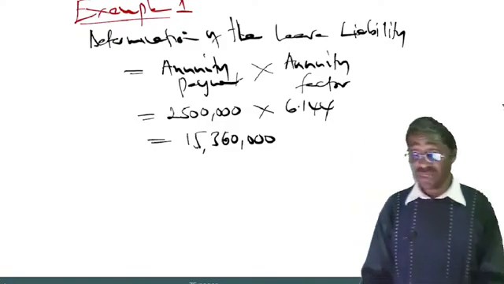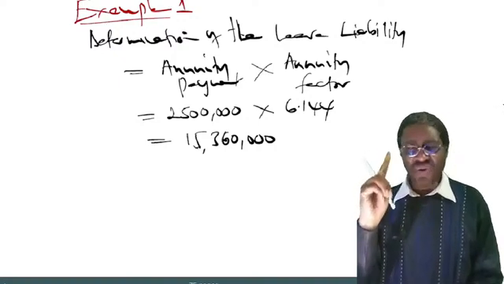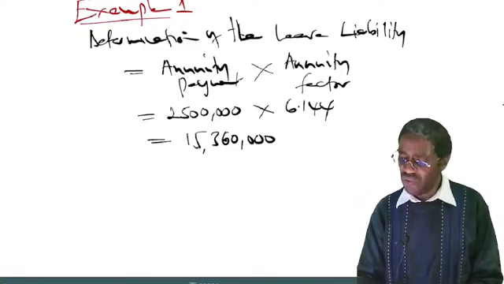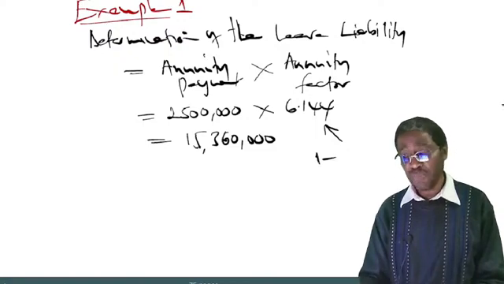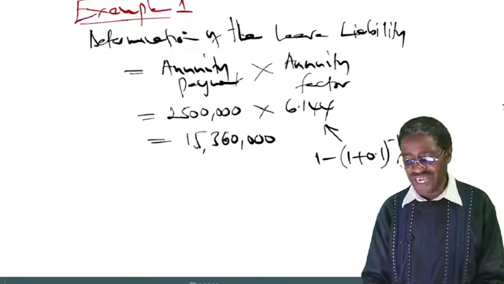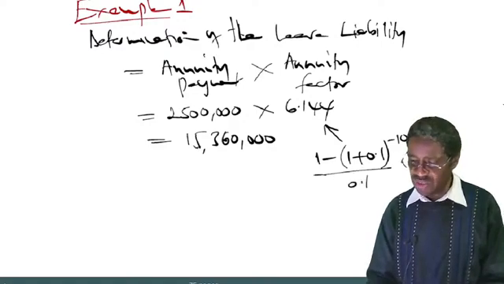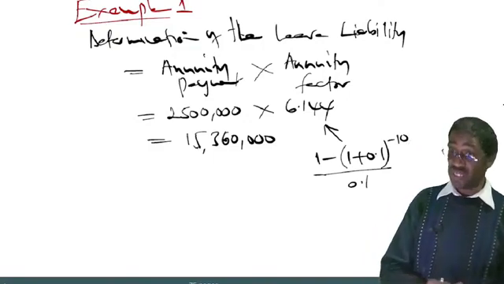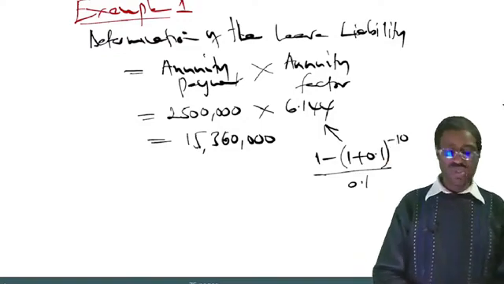Okay. Now listen carefully. If they had not given me the 6.144, how would you have got it? We have agreed that it would have been arrived at by taking 1 minus 1 into 1 plus 0.1 to the power of negative 10, divided by 0.1. That's the formula. Let me confirm that it will give me the same.